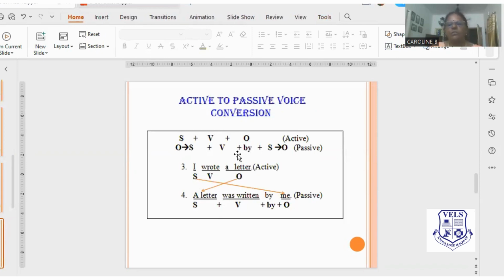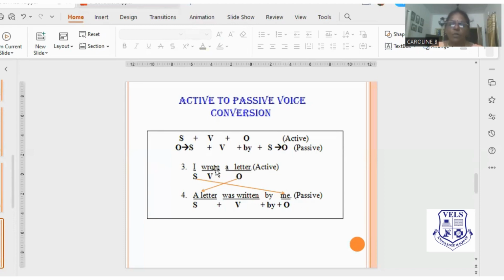See the conversion of the sentence, the position of the parts of speech: the subject, verb, and the object. I wrote a letter. And in passive voice, a letter, the object, comes to the subject place, and the subject I becomes me when it goes to the object place, and it is preceded by preposition by.